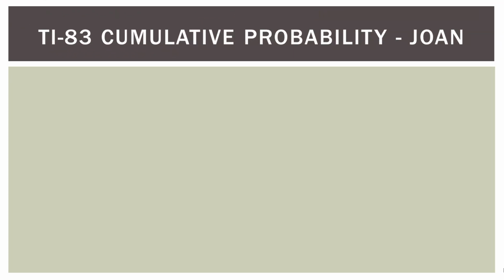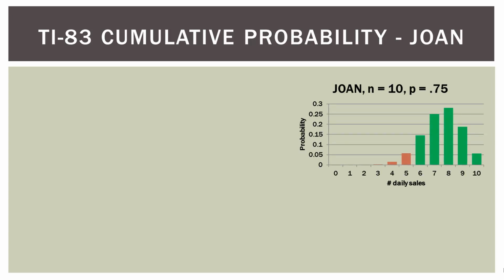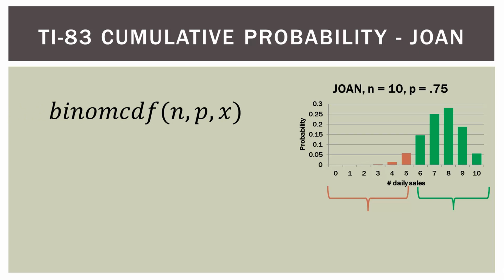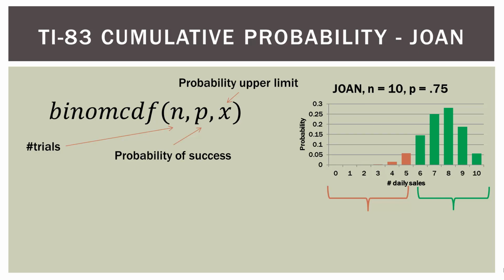So let's talk about how to solve this in the TI-83 for Joan. So here is her distribution, and again we have it divided into 2 parts. We have 5 or less, and then 6 or more. We are really interested in the 6 or more, the green part. But to find that, we're going to have to find the orange part first. So this is the function in the TI-83, and it requires 3 inputs. N is the number of trials, in this case 10 for Joan. P is the probability of success, which in this case for Joan is 0.75. And then X is the upward limit in our probability we're looking to find. So to find the orange part in our graph, our upward limit will be 5.